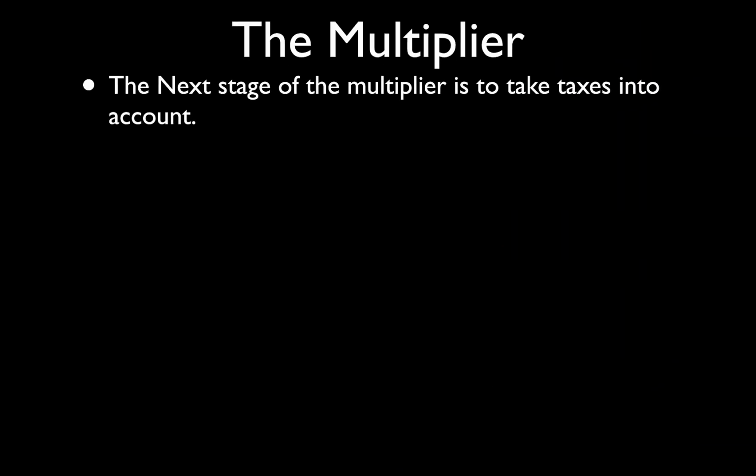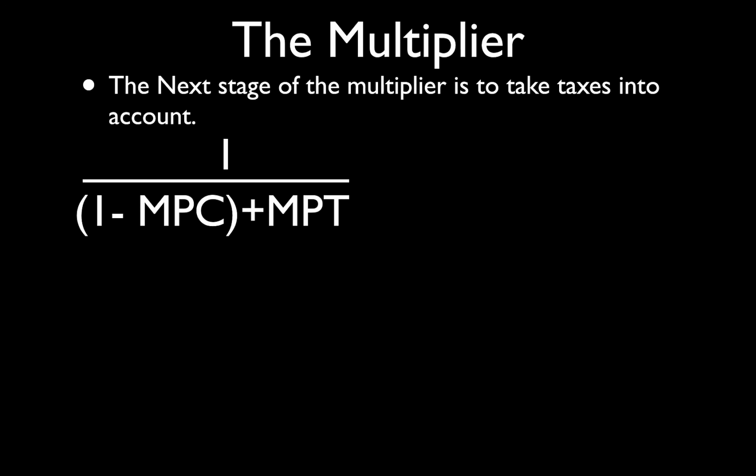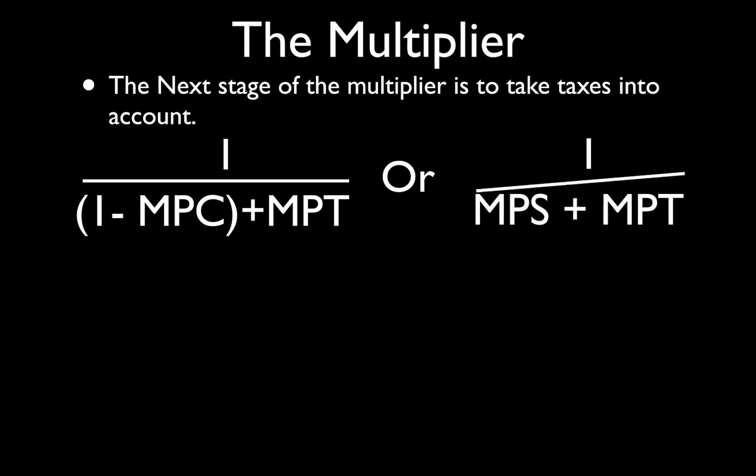Okay, so the next stage of the multiplier is to take taxes into account, and of course there are two versions. There's 1 over 1 minus the MPC plus the MPT. Now I just want you to keep in mind here, and I think this will be more evident from the second version here, savings are a leakage from the circular flow. Taxes are a leakage from the circular flow. The bigger each of these are, the bigger the denominator or the bottom number of this whole fraction is.